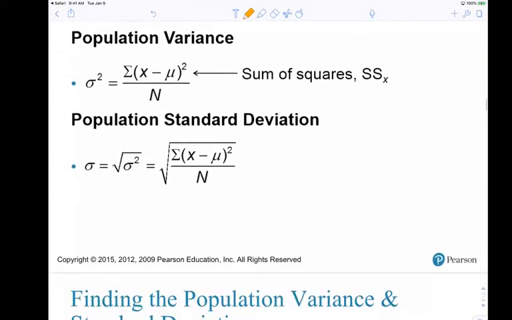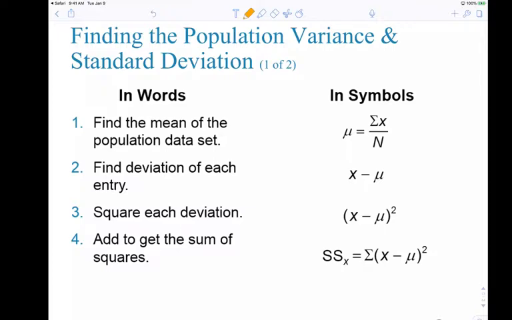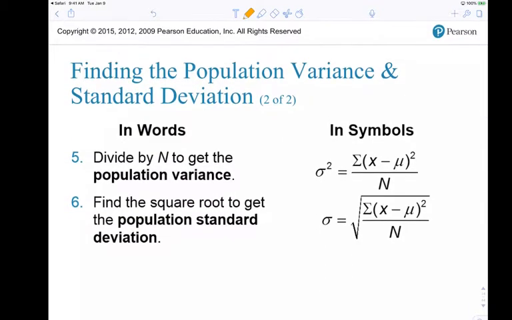Okay, let's see it in action. Find the average of the entire data set. Find the deviation: X minus the average for each entry. Square the deviation and add up those squares. This is what we're going to be doing. Then we divide the sum of the squares by n. That gives us the variance, and then we take the square root to get the standard deviation. Okay? Let's see it in action.